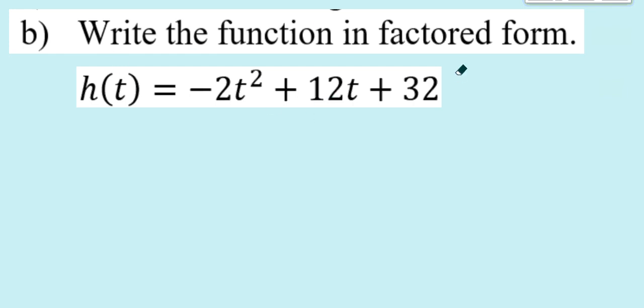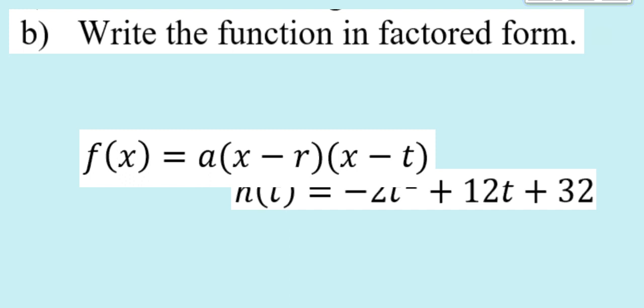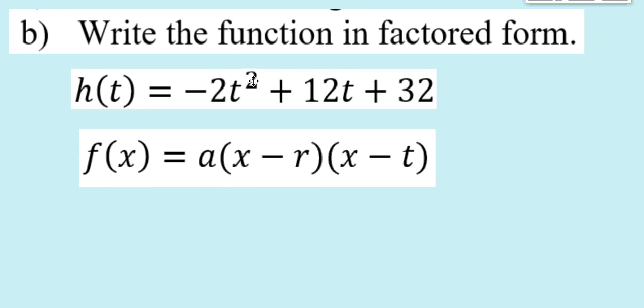Okay, so now it says to write the function in factored form. Obviously I'm going to have to factor. Just as a reminder, factored form looks like this. I want to be able to factor out any common coefficients to find an a value, and then I want to factor what remains into distinct brackets.